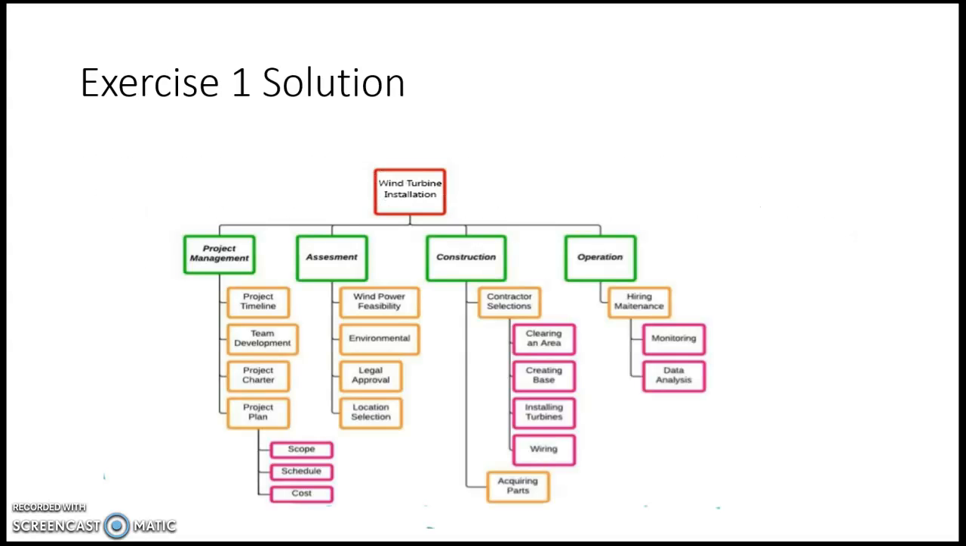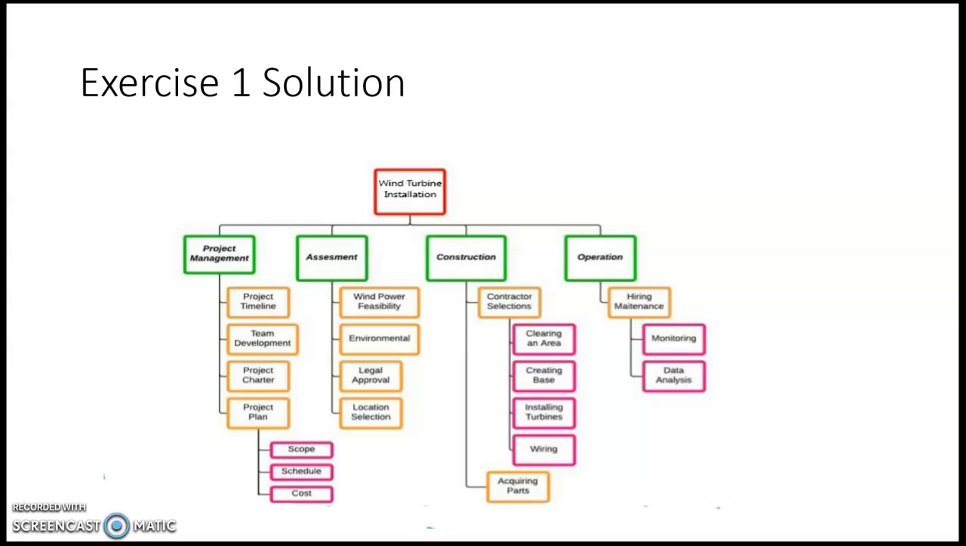Moving on to the solution. We have our main project, which is the wind turbine installation, and we can see we have our 4 phases. First we would have the project management, which comes under the initiation stage of the project. Under those we have the project timeline, which is very important. That is actually what we are studying at the moment. We are studying one of the parts of project management, which is the work breakdown structure.